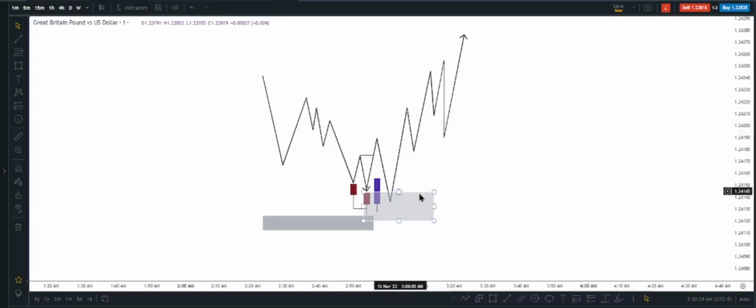All right, this is a confirmation entry on your lower time frame. Please take note of that. I hope you understand what we have discussed now.